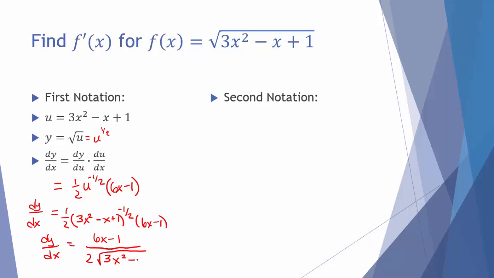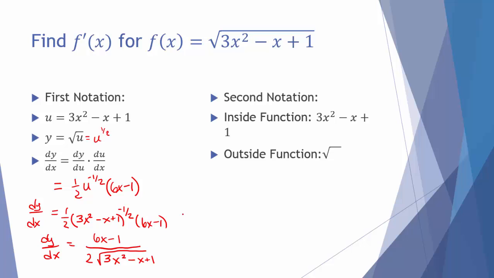So that's 3x squared minus x plus 1. And that's our derivative using the first notation. Let's do it again using the second notation. For the second notation, our inside function was 3x squared minus x plus 1, and our outside function was the square root of that. So the second notation says that d dx of f of x equals f prime of g of x times g prime of x.